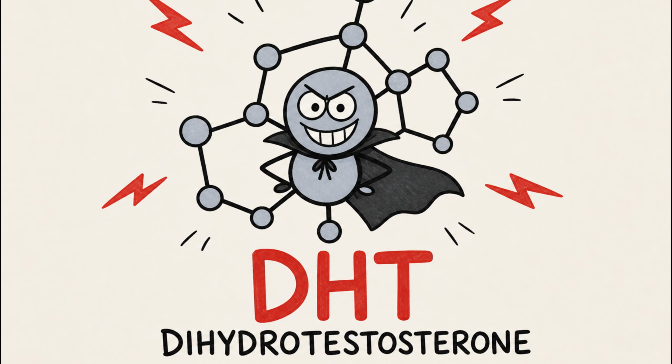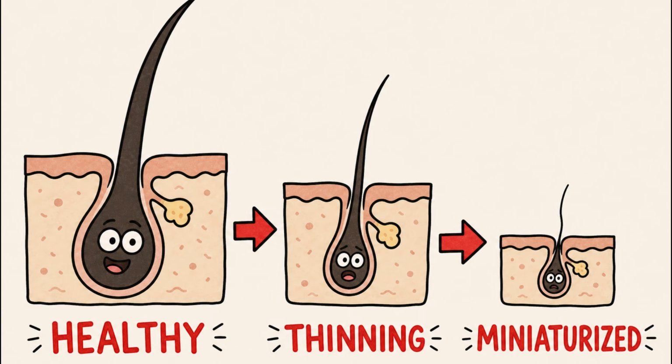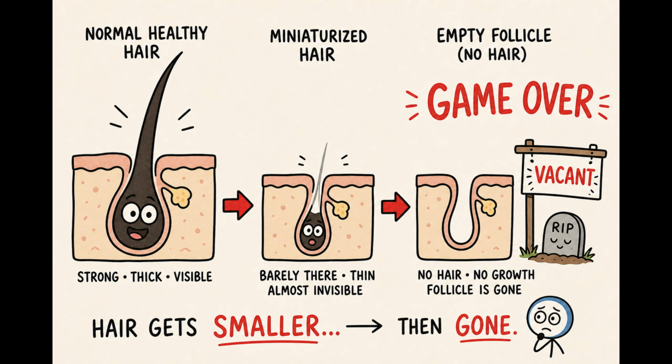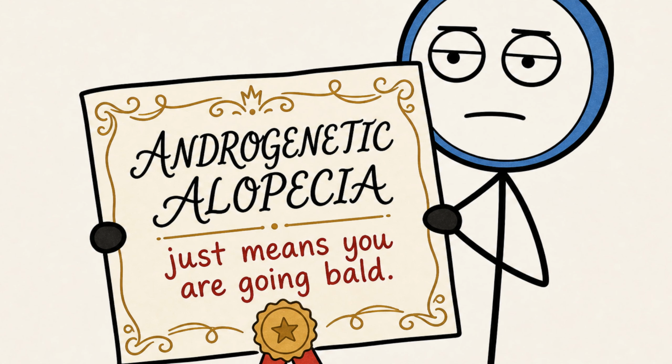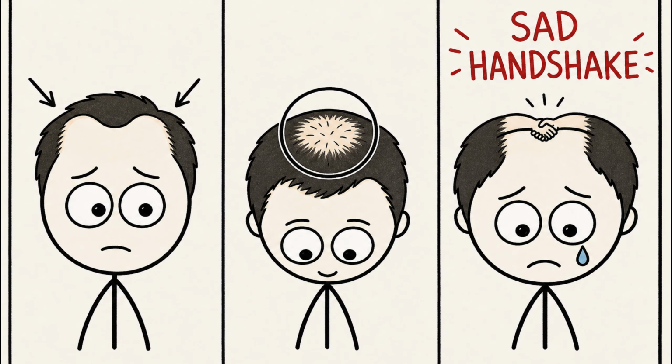The villain here has a name: DHT, dihydrotestosterone. DHT is made from testosterone. It latches onto hair follicles and slowly strangles them. The follicle gets smaller and smaller and smaller, until the hair it produces is basically invisible. Then, nothing. This is called androgenetic alopecia, fancy name for male pattern baldness. And it follows a very predictable pattern. First the temples go, then the crown thins, then they meet in the middle, like a sad handshake.